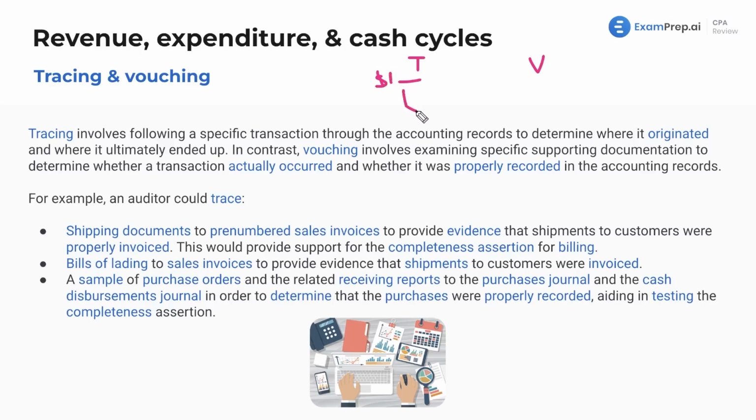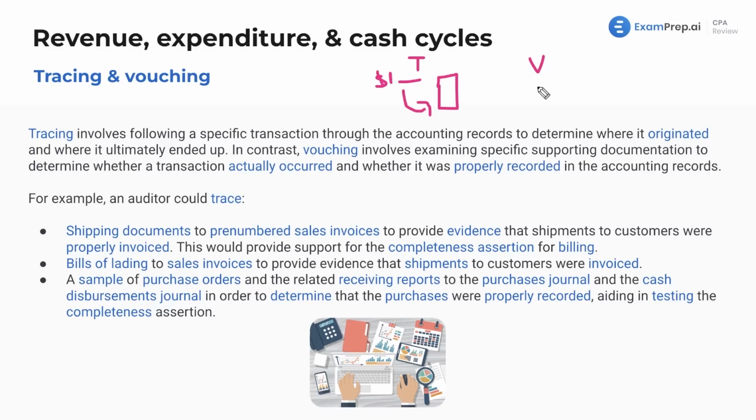And we're going to trace to go find the piece of documentation, whether that's a purchase order or something like that. And we're going to find that, yes, okay, this is a real item we should see in our listing of transactions because here is the purchase order. You actually did buy $1 worth of goods.